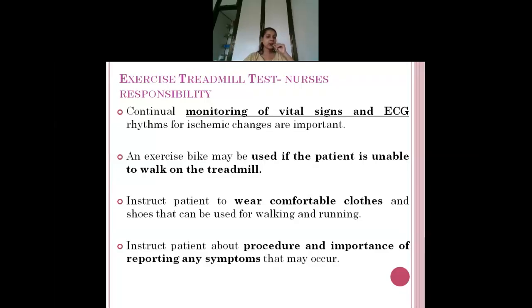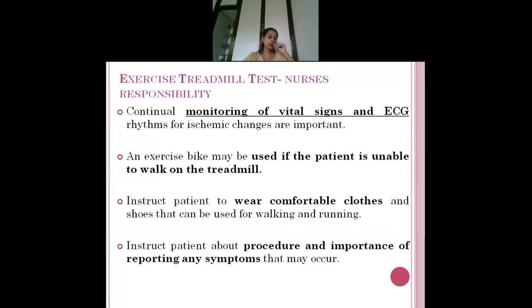Next, tell the patient to inform you immediately when they experience any signs and symptoms. Commonly, as I told, here we are making the person walk on a treadmill or pedal the stationary bicycle. So the patient can suddenly develop dyspnea, shortness of breath, palpitations, chest pain, whatever they develop.